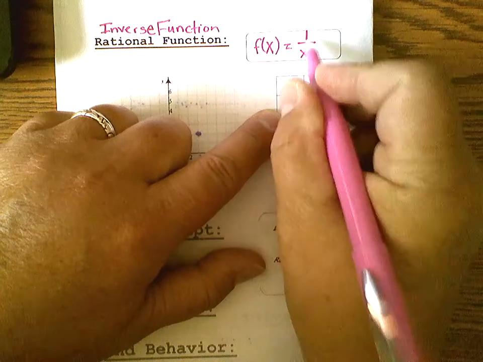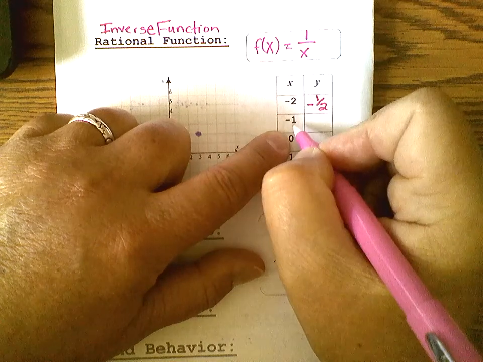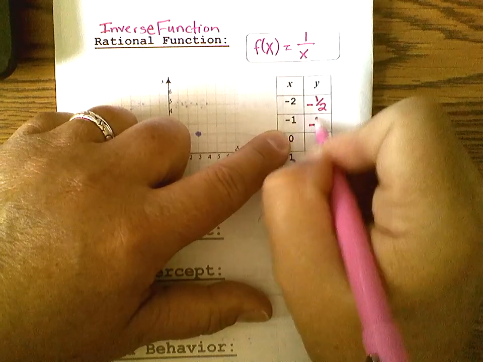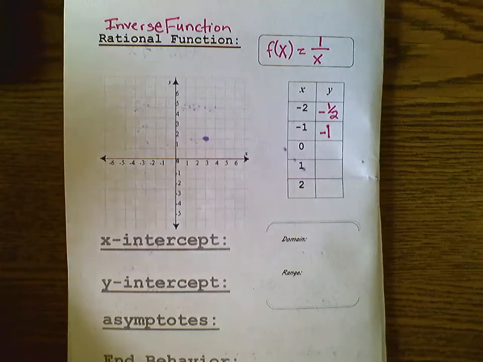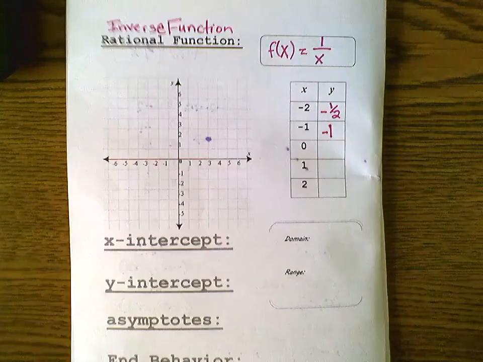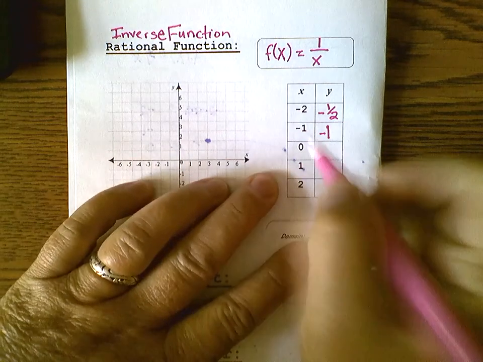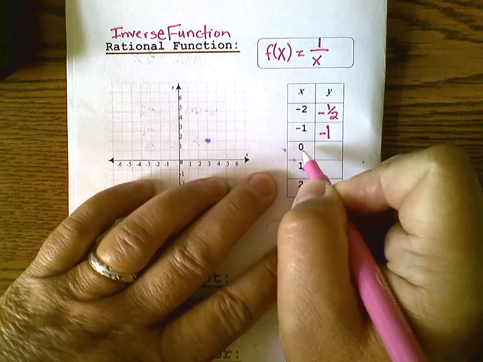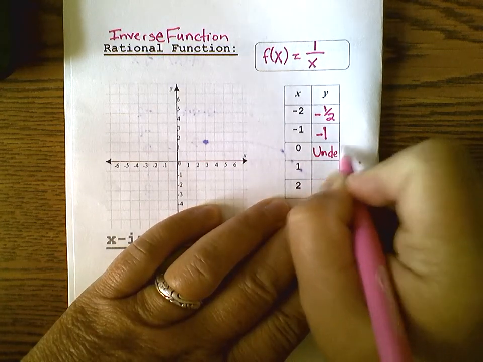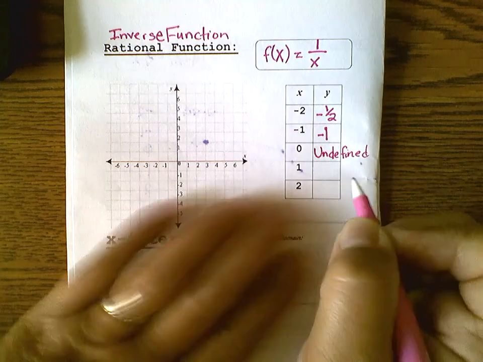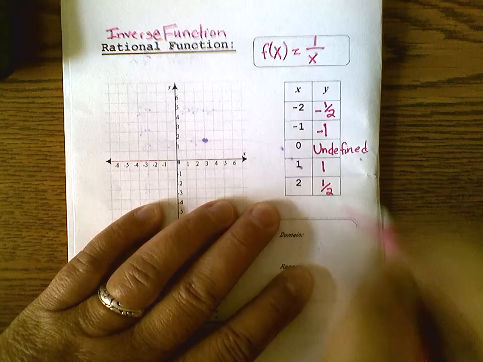All right, so 1 divided by -2 is -1/2. 1 divided by -1 is -1. 1 divided by 0. Now we have 1 divided by 0, and that's a tricky one because hopefully you recall you cannot divide by 0. It is undefined at that. So we're going to write undefined. 1 divided by 1 is 1, and 1 divided by 2 is 1/2.